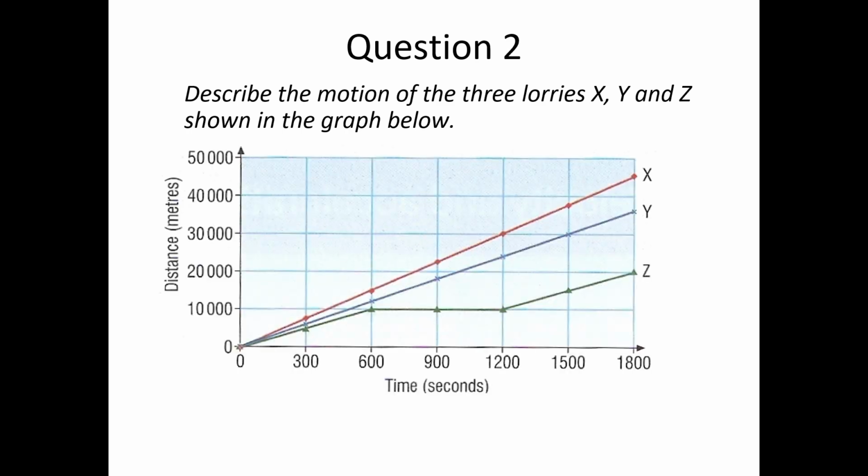Okay, now they've got three lorries here, X, Y, and Z in the graph there in this question. And it doesn't really describe it properly here. What it wants you to work out is the speed of each of the three objects, okay, the three lorries. So there's one speed for X, one for Y, but you can work out three speeds for Z, okay, if you think about it, and what's going on in the middle there in that graph. So if you want to have a go at that, pause it.